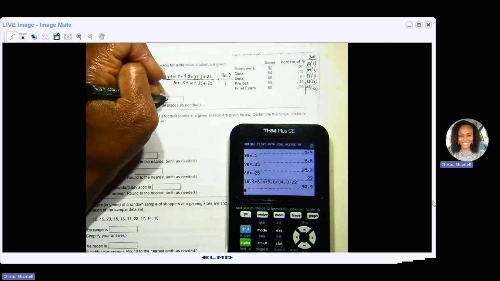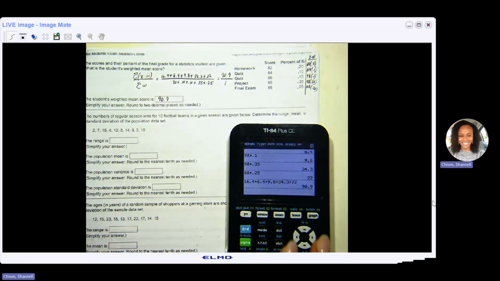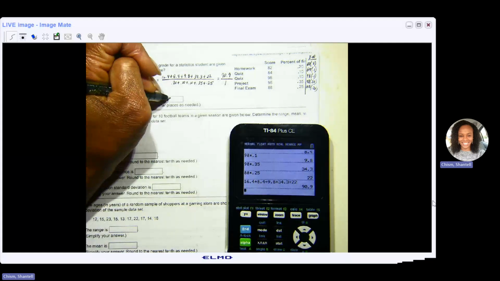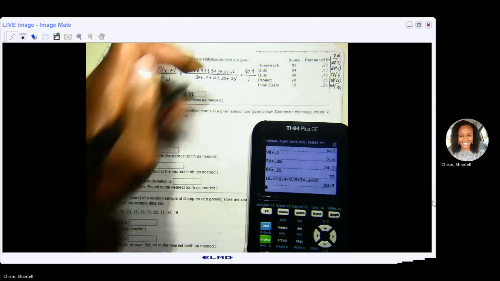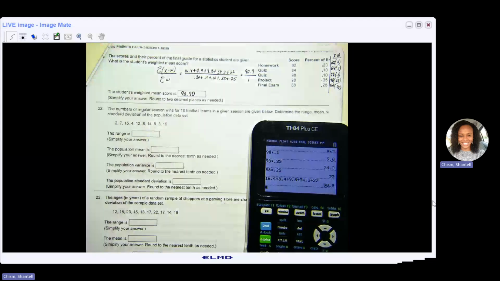90.9 divided by 1 is 90.9. And it says rounded to 2 decimals, so if you show the 0 or not, it'll take it either way. But I'll go ahead and put it in since it says 2. Okay. All right, number 22, I'm going to also use the calculator for this one.